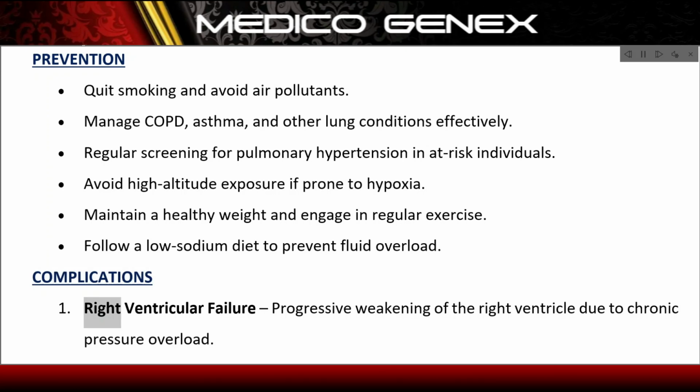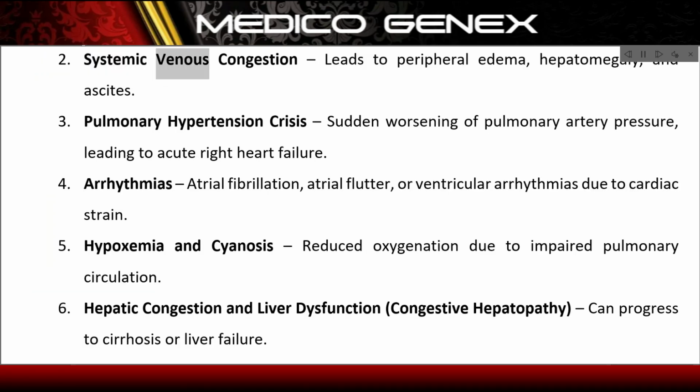Complications. Right ventricular failure, progressive weakening of the right ventricle due to chronic pressure overload. Systemic venous congestion, leads to peripheral edema, hepatomegaly, and ascites. Pulmonary hypertension crisis, sudden worsening of pulmonary artery pressure, leading to acute right heart failure. Arrhythmias, atrial fibrillation, atrial flutter, or ventricular arrhythmias due to cardiac strain. Hypoxemia and cyanosis, reduced oxygenation due to impaired pulmonary circulation.